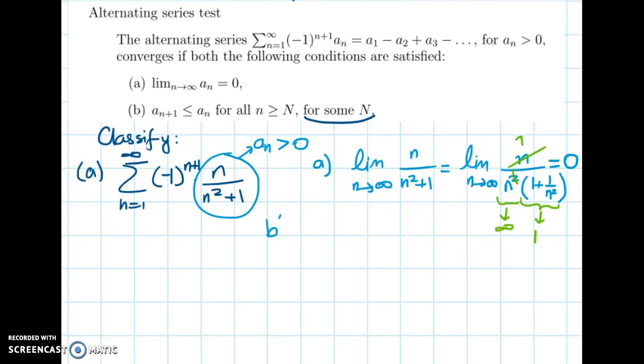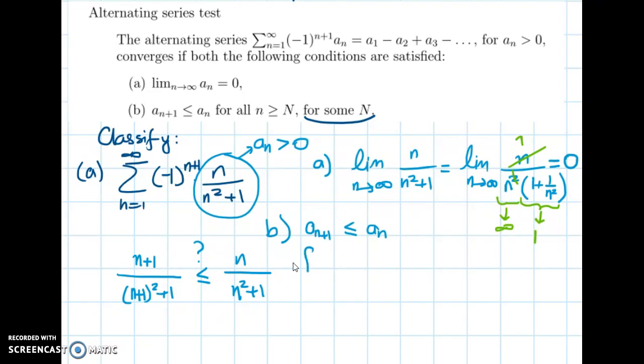To verify the second condition, we need to compare the terms a_{n+1} and a_n. We need to make sure that as the index increases, the terms decrease. So we compare the term with n+1, which will be (n+1) divided by (n+1)^2 + 1, and I want to check if this is less or equal than n over n^2 + 1.